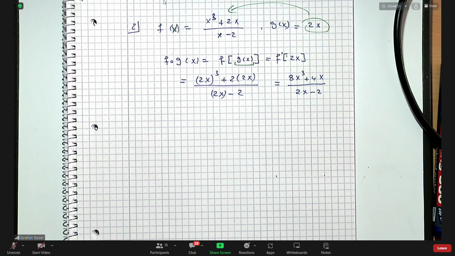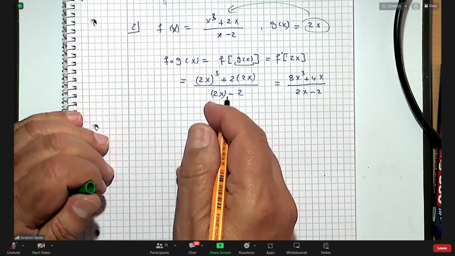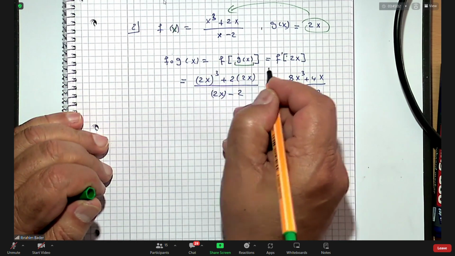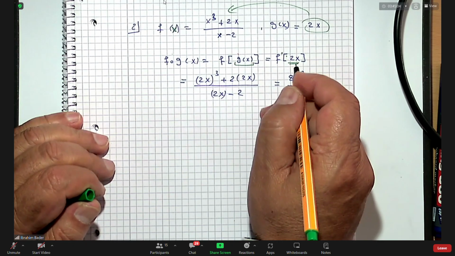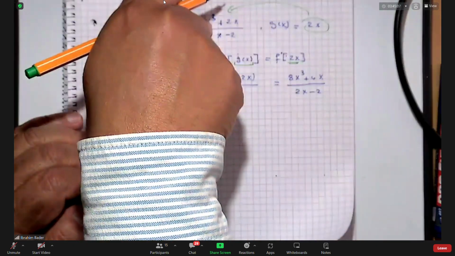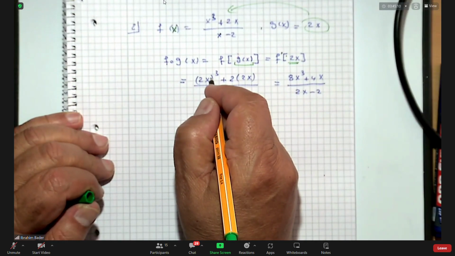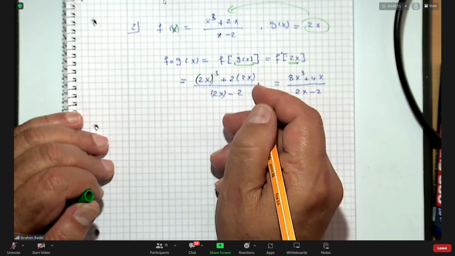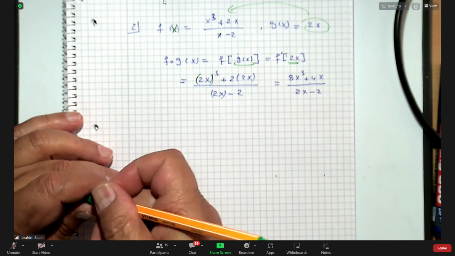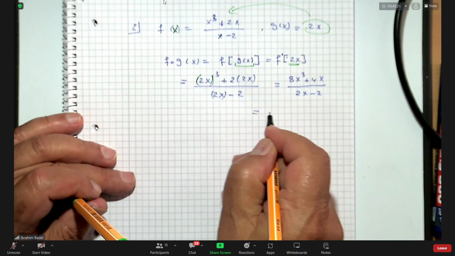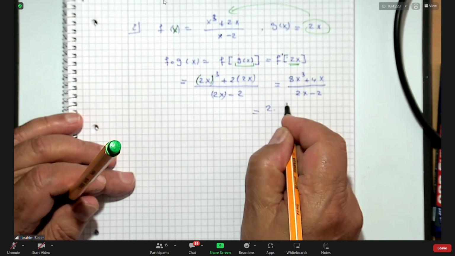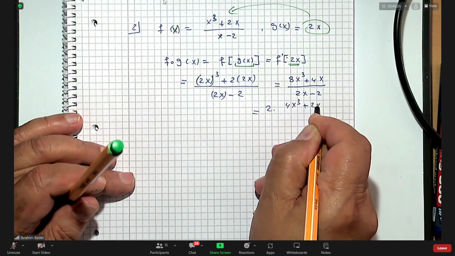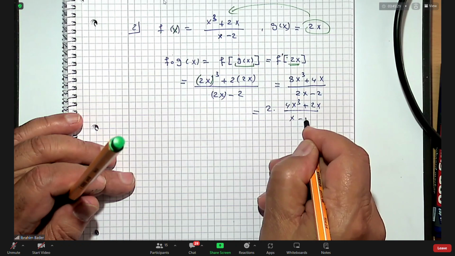So let me just repeat this thing here. Just look at this one. Here we are plugging in 2x wherever we have x. In the original formula we have x cubed, so it's not 2x cubed, it's 2x all cubed. You got it? Now here we can of course take 2 as a common factor, so you can simplify it. You can say it's 2 times 4x cubed plus 2x over x minus 1.